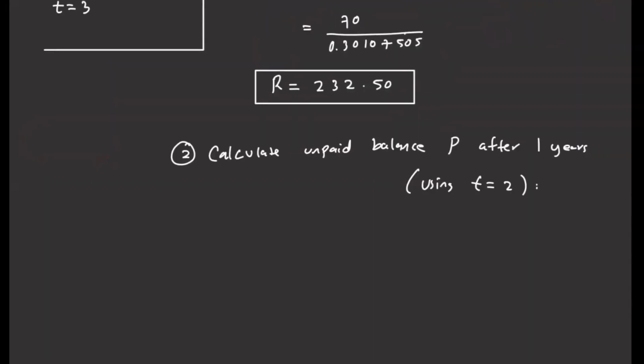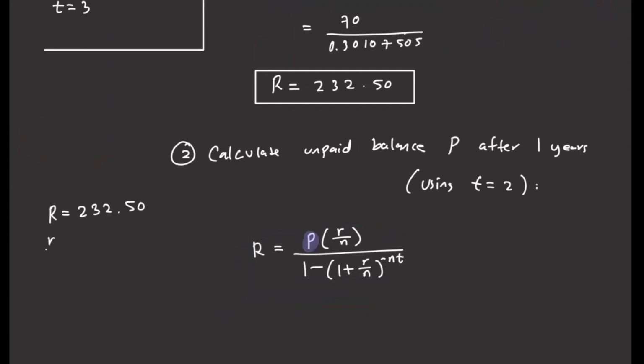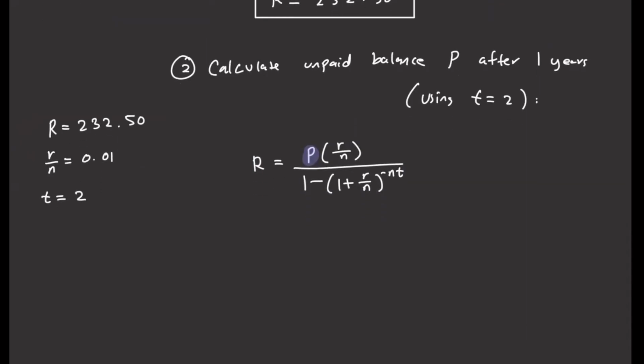So for this formula we'll be reused to find P, but we'll be plugging in R is equal to now 232.50. We know the R over N value, that's 0.01, that's from before. Now we're going to be using T is equal to 2 because we want to know how much is the balance after you've been paying for 1 year. So let's substitute these components now.